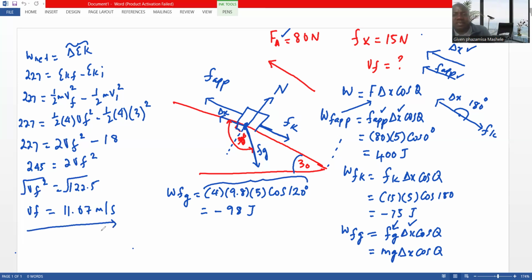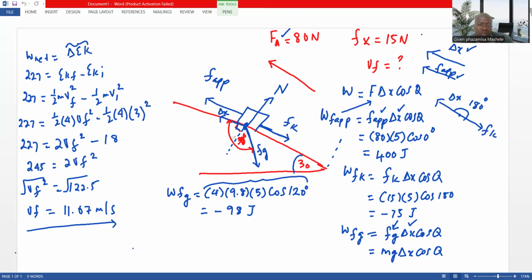11.07 meters per second. That is the final velocity of the object. I believe you are following. Remember, they said use the work-energy principle. Here we use the work-energy theorem to get the answer.